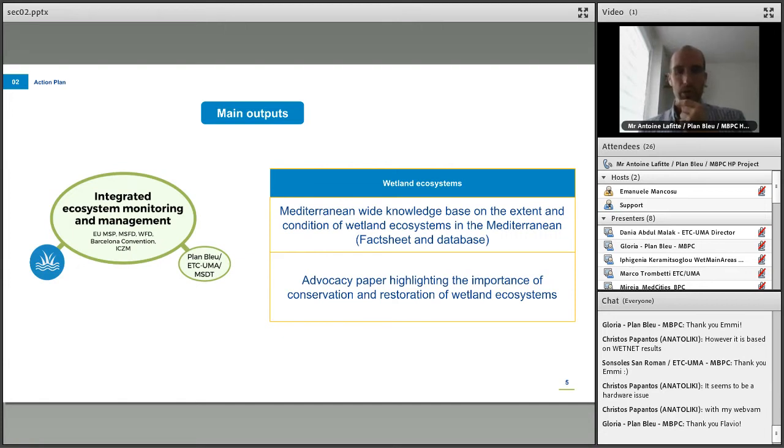And also an advocacy paper under Plan Bleu lead is expected to be produced, highlighting the importance of conservation and restoration of wetland ecosystems. And I can add here that we are preparing a concept note also to attend the European Green Week next October, with the main focus on the importance of conservation and restoration of wetland ecosystems, and also in the context of this COVID pandemic.